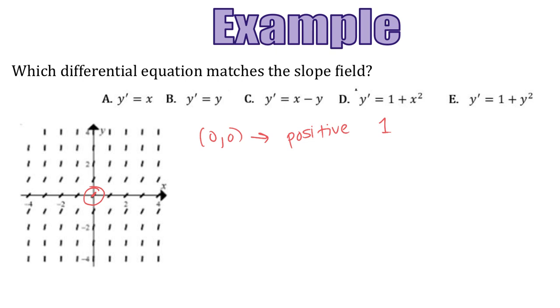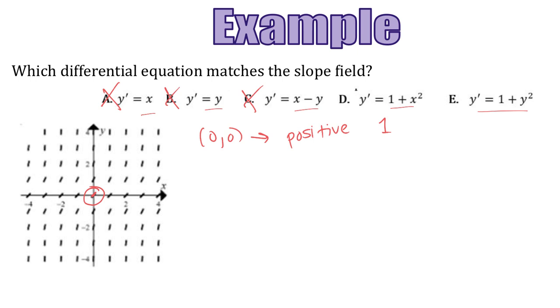So if I plug 0 and 0 into any of these equations and I don't get +1, that can't be the solution to the differential equation. That's going to eliminate A, because if I plug in (0, 0), I get that y prime is 0. Similarly for B and for C. So those three options don't make sense as a visualization of this differential equation.